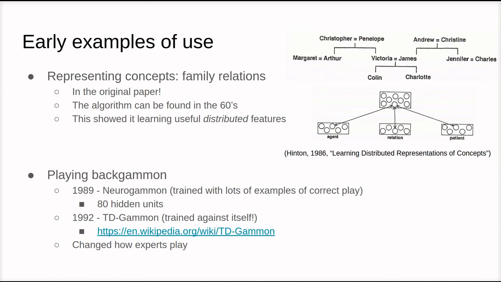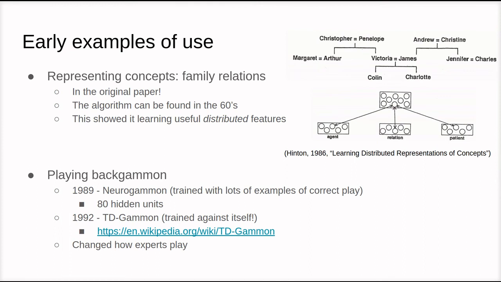And then in 1992, they further developed TD-Gammon, which uses reinforcement learning to train the network, and the network actually got better at playing games by playing against itself. And this is a strategy that is used in the Go-playing algorithms that were developed by DeepMind and Google.